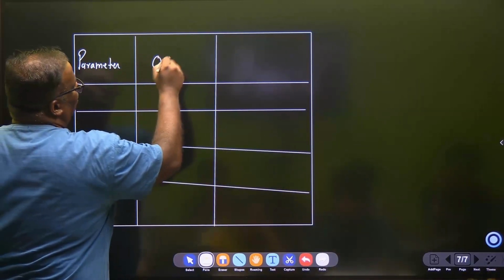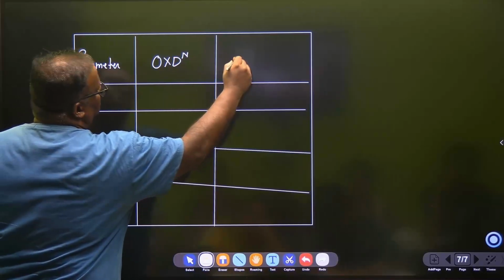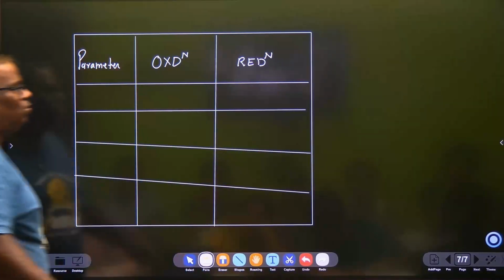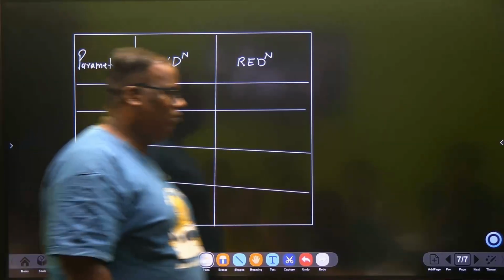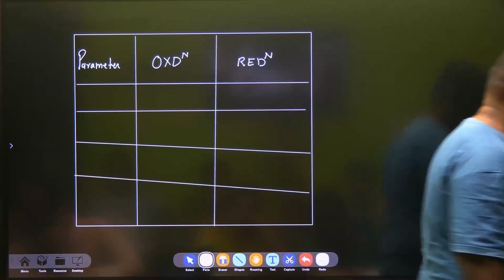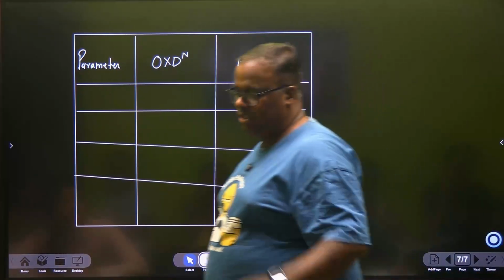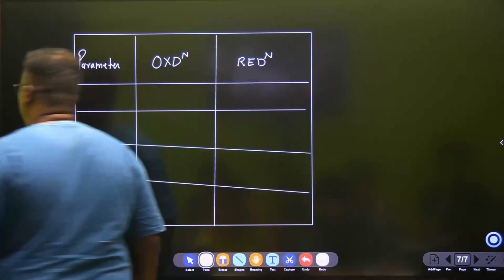This is oxidation. This is reduction. Okay? Must be in many schools this is already taught. So you know half of it and half I'll try to reinforce. Slowly, slowly. The first parameter we will go by what is in your syllabus.